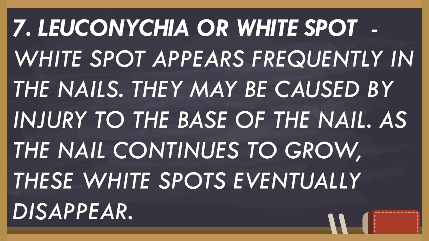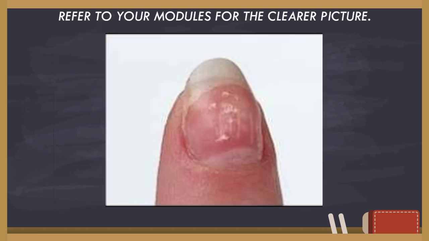Leukonychia or white spot. White spots appear frequently in the nails. They may be caused by injury to the base of the nail. As the nail continues to grow, these white spots eventually disappear.